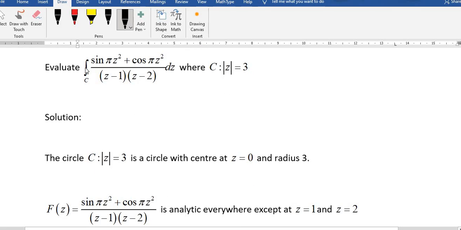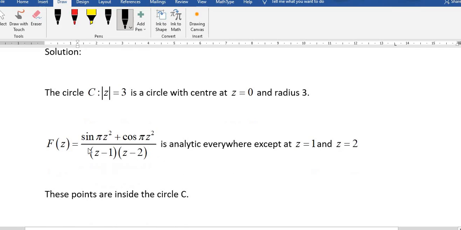evaluate integration over C of (sin pi z square plus cos pi z square) divided by (z minus 1) into (z minus 2) dz, where C is mod z equal to 3. So this is the contour. That means center is at origin, radius is 3 units.